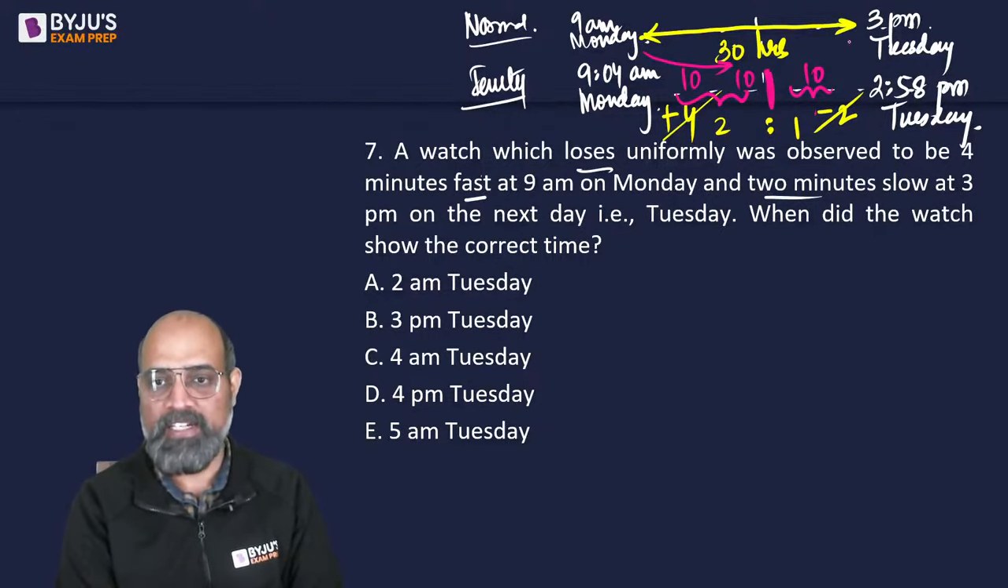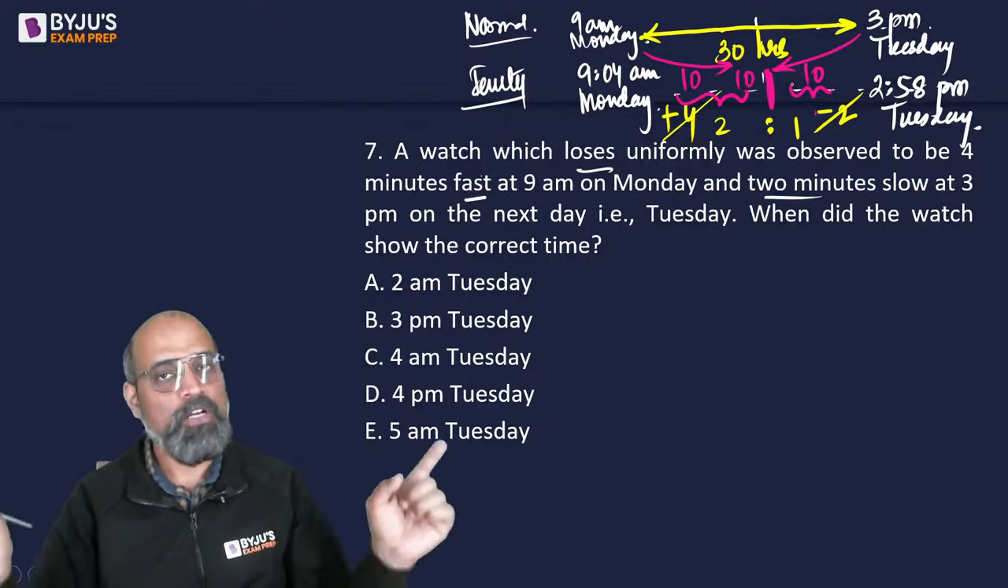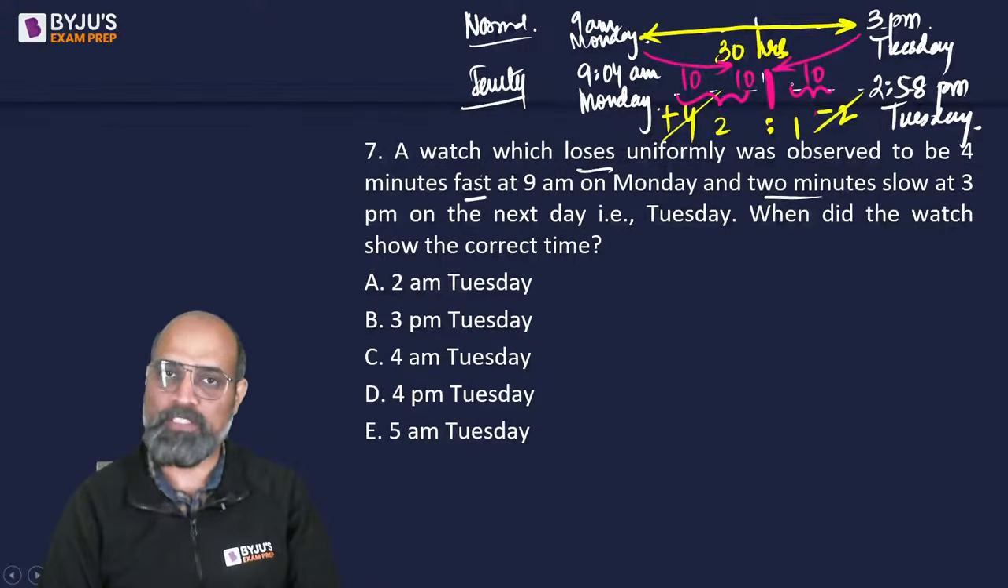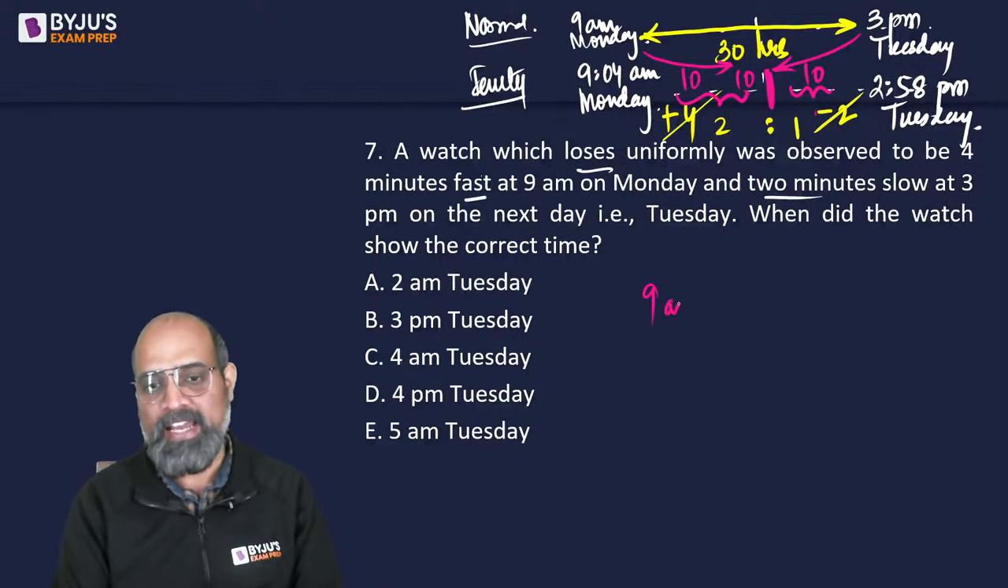Monday or 10 hours before 3 p.m. You can use either of the references. So we are at 9 a.m. on Monday and we have to move 20 hours.